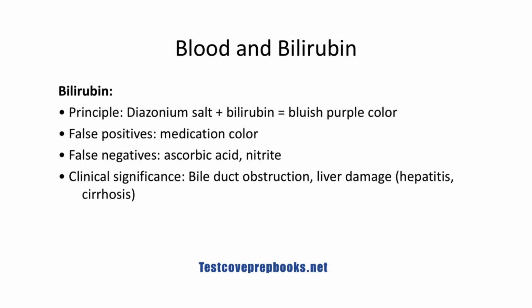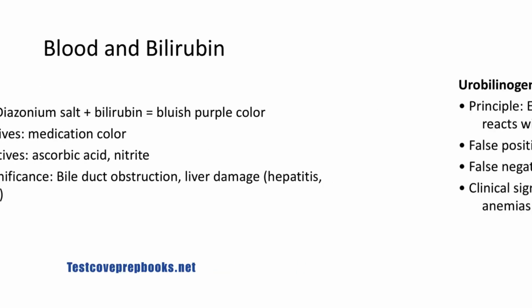Bilirubin testing uses the diazo reaction, where diazonium salt reacts with bilirubin to produce a bluish-purple color. False positives may occur from medication colors, while false negatives may result from ascorbic acid or nitrite. Bilirubin in urine is associated with bile duct obstruction and liver damage such as hepatitis and cirrhosis.